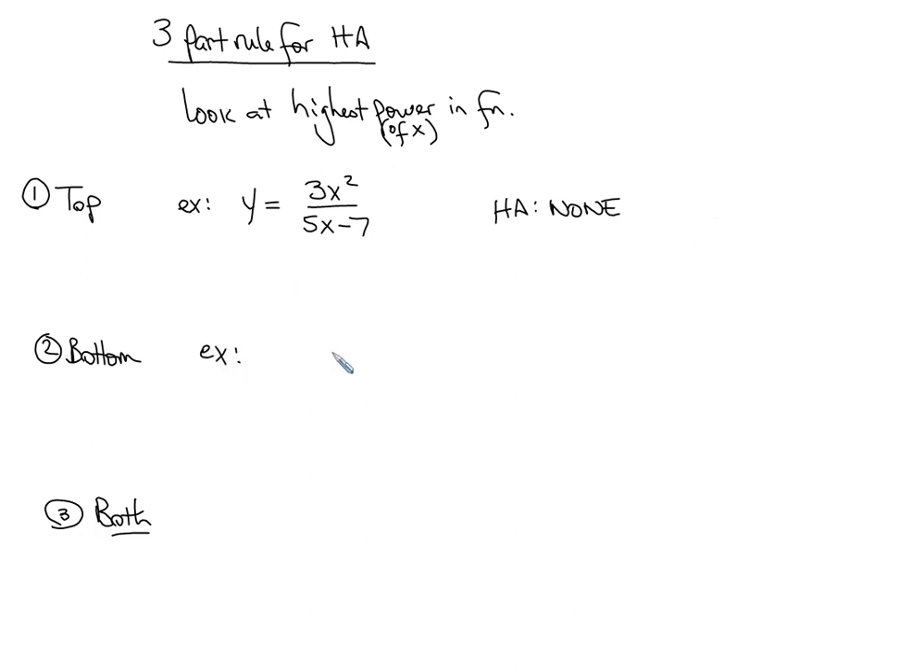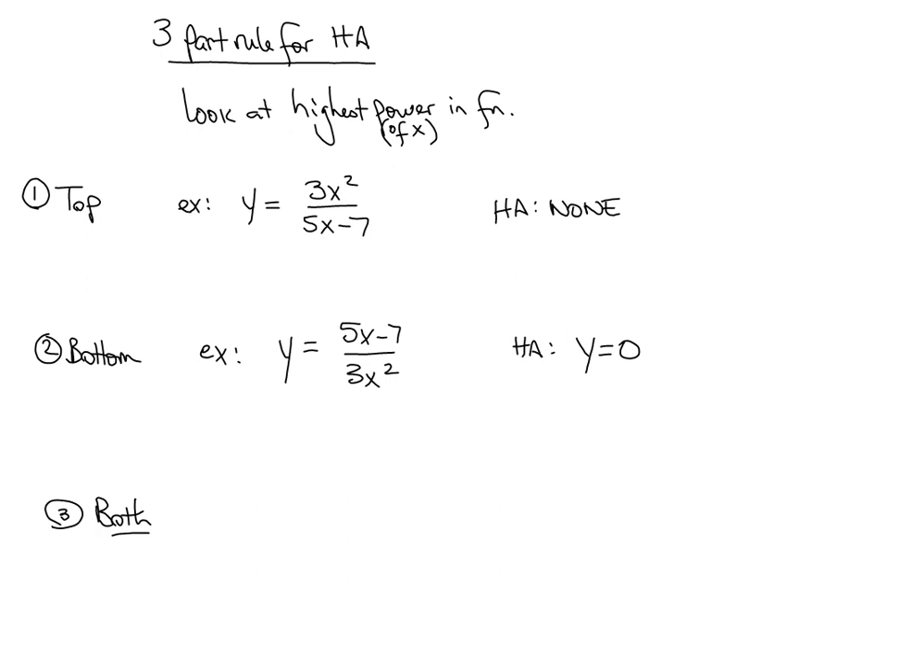Bottom, let me just flip this thing over. Y equals 5x minus 7 over 3x squared. Where's the highest power? On the bottom. What happens when the highest power is on the bottom? The horizontal asymptote is y equals 0. Everybody got that?